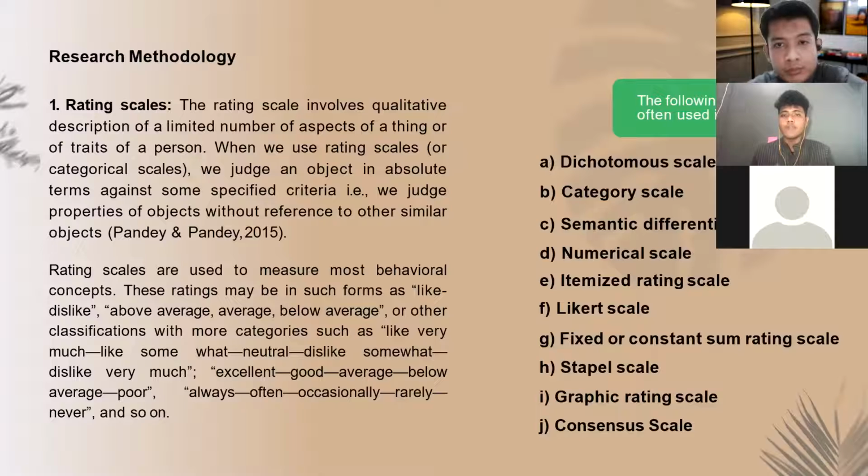So the following rating scales are often used in this research. The first is the dichotomous scale, and second the category scale, semantic differential scale, numerical scale, itemized rating scale, Likert scale, fixed or constant sum rating scale, Stapel scale, graphic rating scale, and the last is the consequence scale. Next.